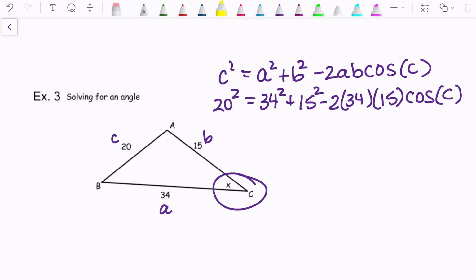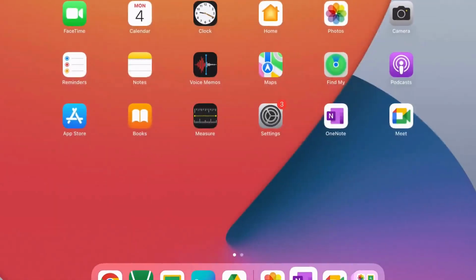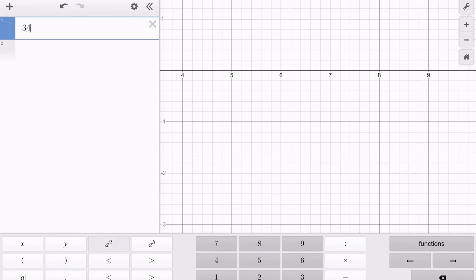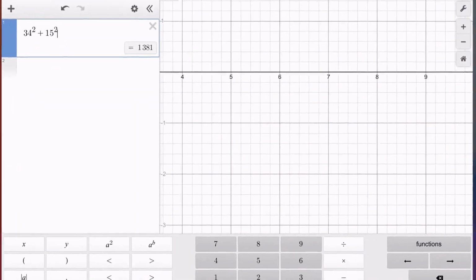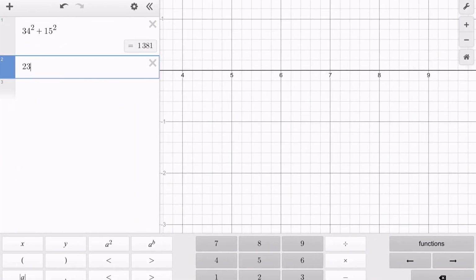I am going to choose to simplify it like this. I'm going to simplify this, then I'm going to combine these two, and then I'm going to simplify this part in my calculator. So I'm first going to do 20 squared, which is just 400. And then I'm going to type in 34 squared plus 15 squared. That gives me 1,381. Minus, I'm going to do 2 times 34 times 15. And that gives me 1,020.